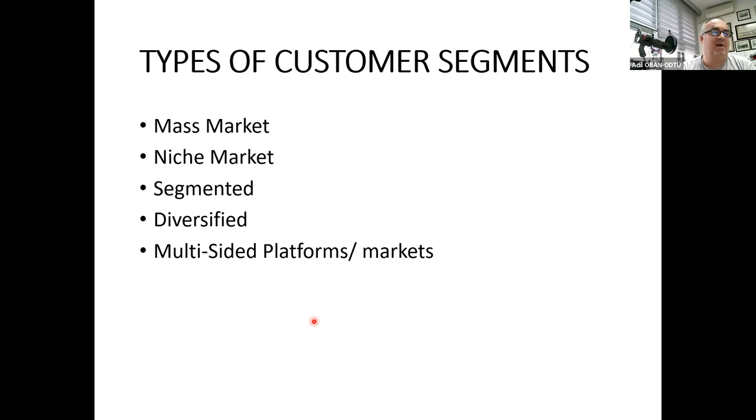What different types of customer segments can you have? Well, the mass market is when you basically say the entire market is pretty similar, so I'm going to produce one product and sell it to everyone. This is a possibility, especially if there are very large economies of scale to take advantage of. Like the example for Ford in 1900.